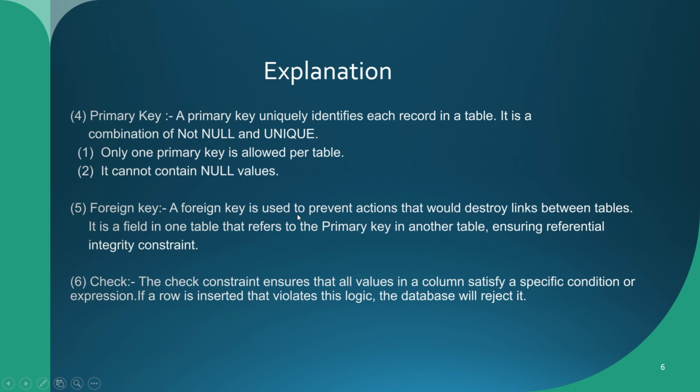And the next one is the foreign key constraint. A foreign key is used to prevent actions that would destroy links between tables. It is a field in one table that refers to the primary key in another table, ensuring referential integrity. So here, primary key and foreign key constraints are basically used to join two or more tables to get data from those tables.